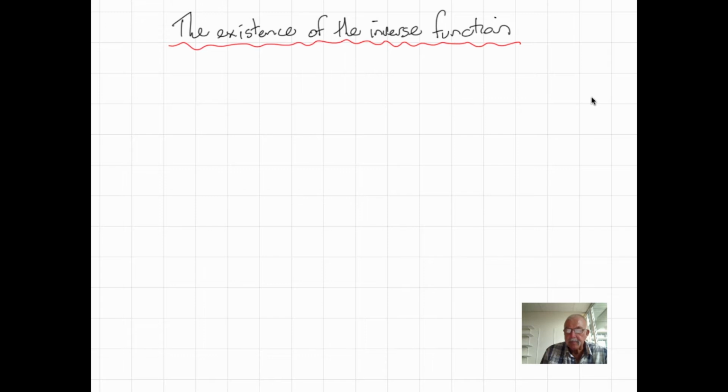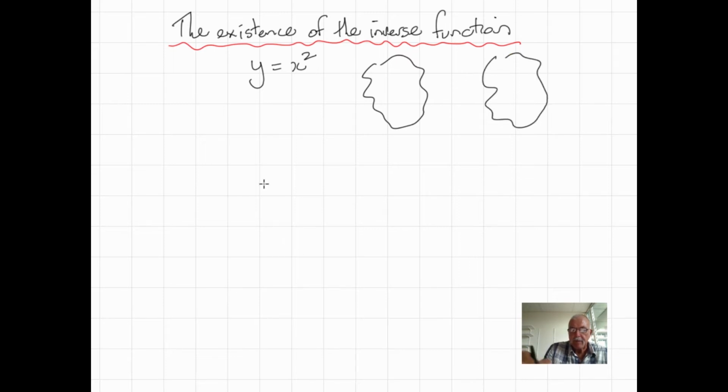Know that not all functions have an inverse. There is a simple test, which I'll do a little bit later, but let's just have a look at the function y equals x squared. If we go back to our mapping idea, y is interchangeable with f of x equals x squared. So we want to try and determine what the inverse function is, which is f to the minus 1.